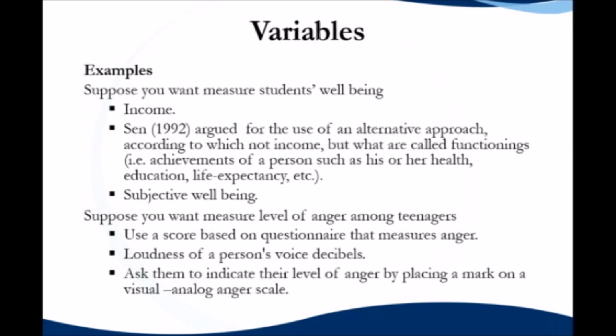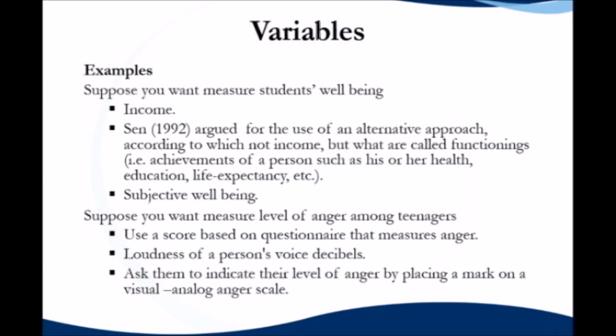So for example, suppose you want to measure well-being. You can measure well-being through income, and you look at the different income categories, and then you can classify them and say those who are in category A, from this group to this group, I will say they have this kind of well-being. Those who are in the middle group, they have this well-being, and so forth.